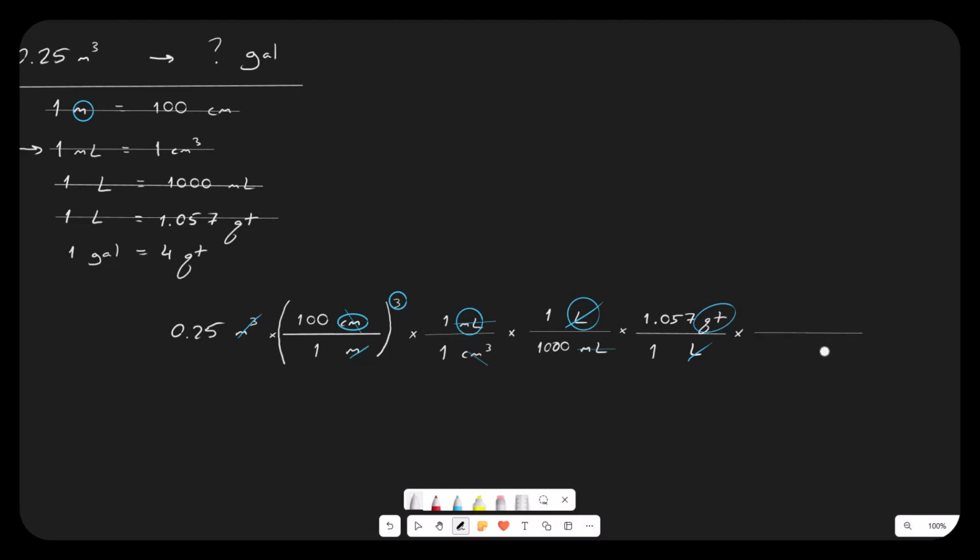I'm going to put quarts on the bottom of my fraction. When I do, I've got 4 quarts on the bottom. I've got 1 gallon on the top. Quarts and quarts can cancel. I'm left with an answer in gallons. That is what I'm looking for. So at this point, I am done. I do have to punch in the numbers, but I'm done with my conversion factors. I've used this one too.